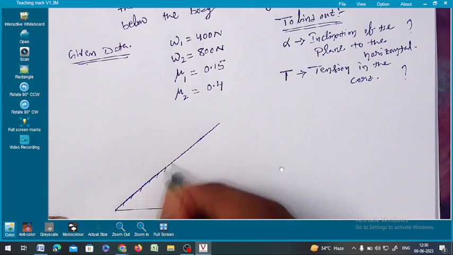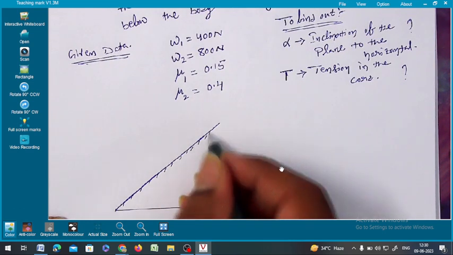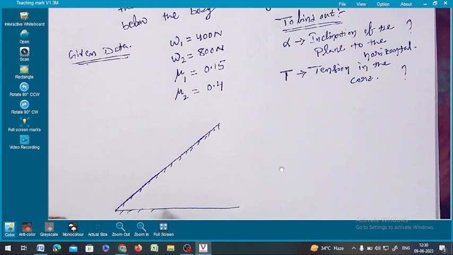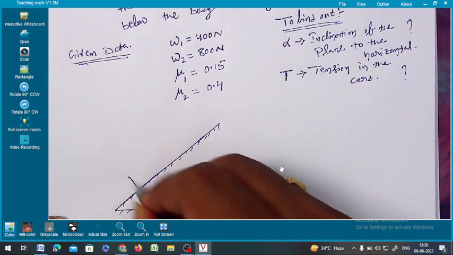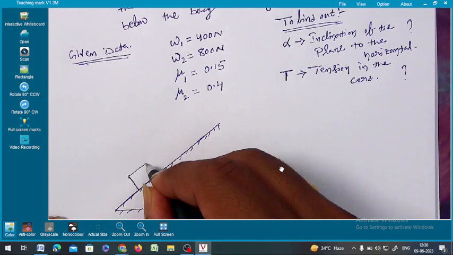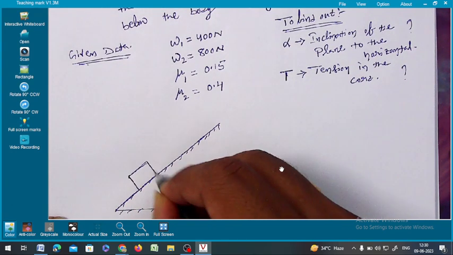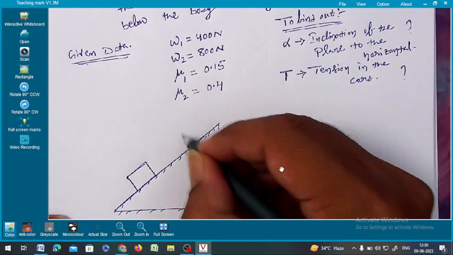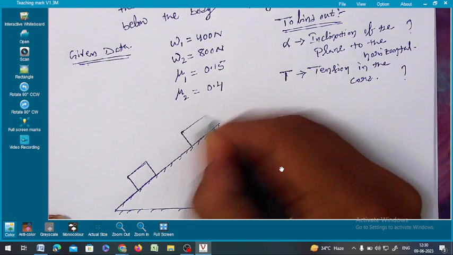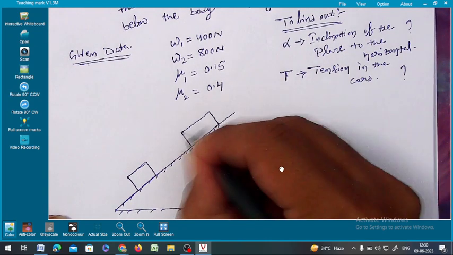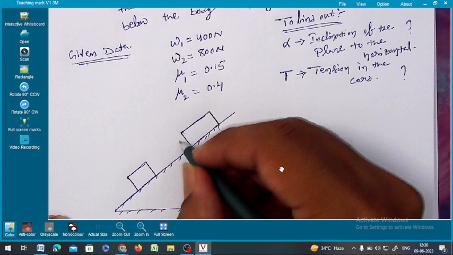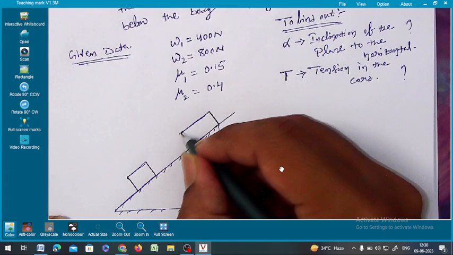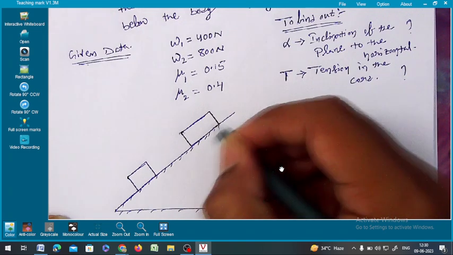So this is the inclined plane. So the two bodies are there on the inclined plane. One more thing is the last line of the question, it is given that the body of weight 400 Newton is below the body of weight 800 Newton. So now you tell me which is 400 Newton and which is 800 Newton.